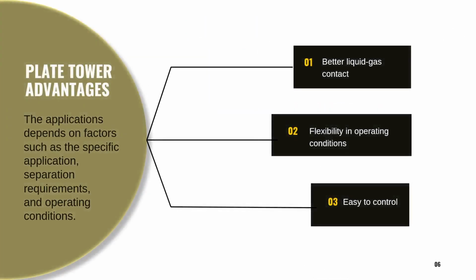Right, so there are a few advantages of using plate tower in gas absorption process. The first one is better liquid and gas contact. The second one is flexibility in operating conditions, and the final is easy to control. But then, the decision on which tower or column to use actually depends on factors such as specific application, separation requirement, as well as operating conditions.